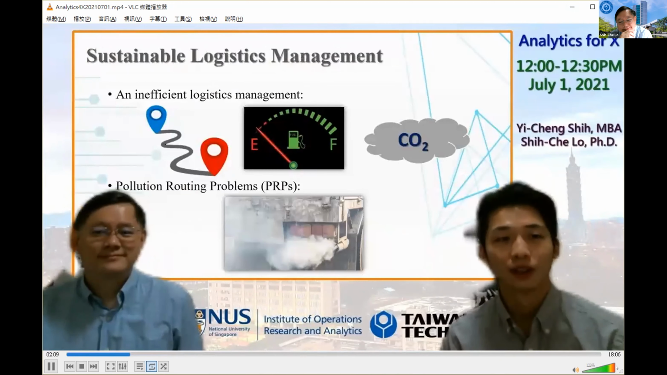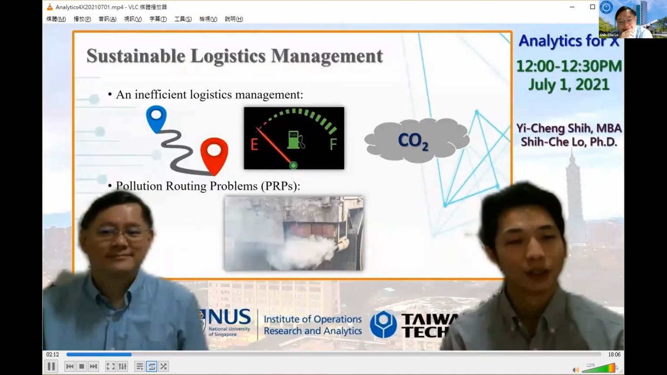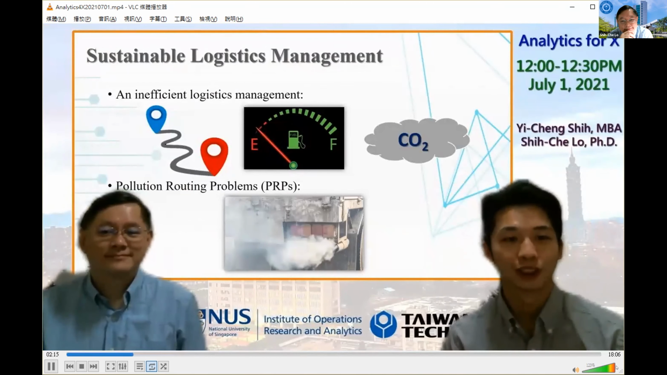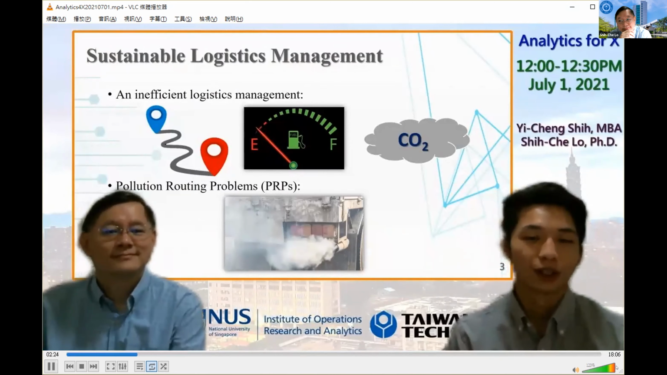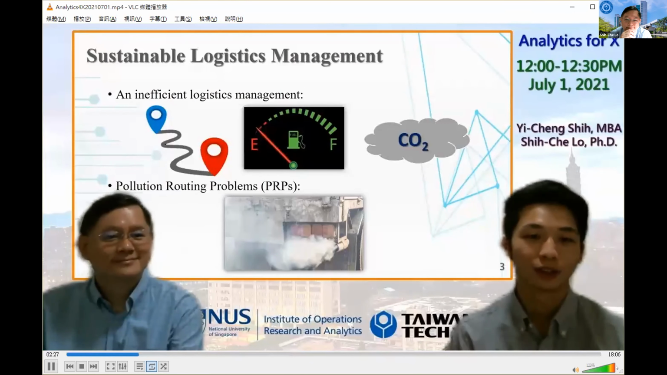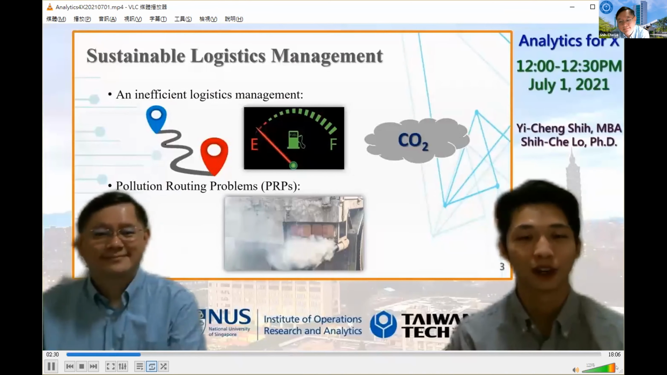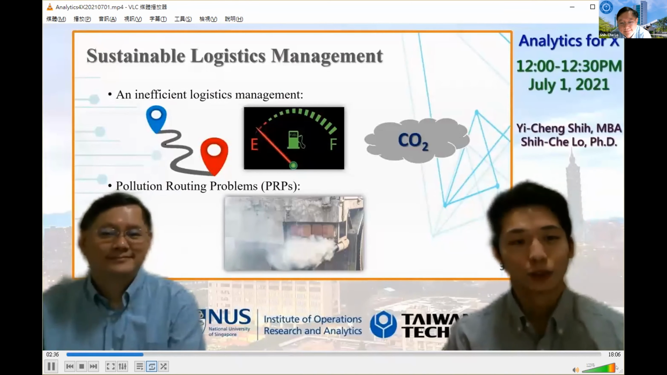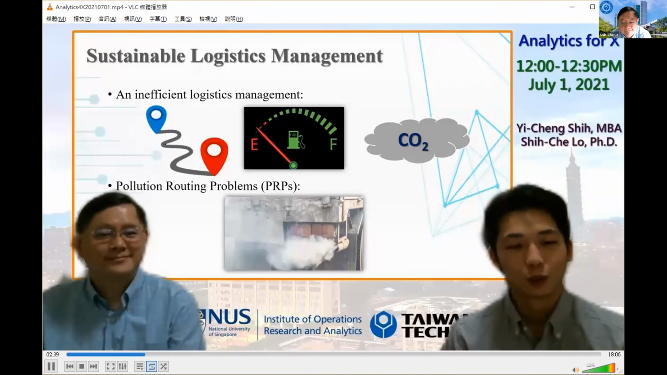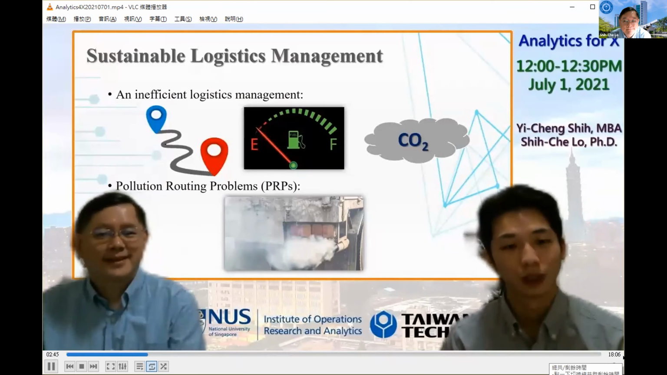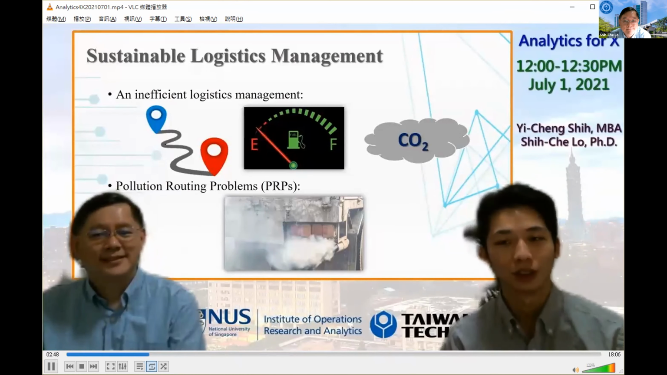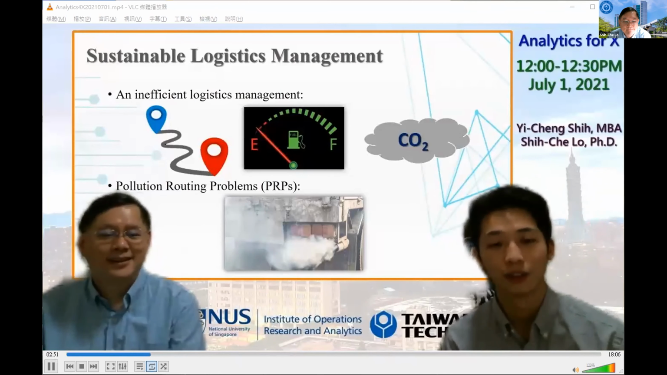Then I will talk about sustainable logistics management. If we have inefficient logistics management, what will happen? Our trucks will travel a longer distance and consume more fuel, and of course, it will cause a lot more greenhouse gases like carbon dioxide or other greenhouse gases. The pollution routing problem, PRP, is one of the variants of VRPs, which aims to minimize the amount of pollutants produced during the delivery process.